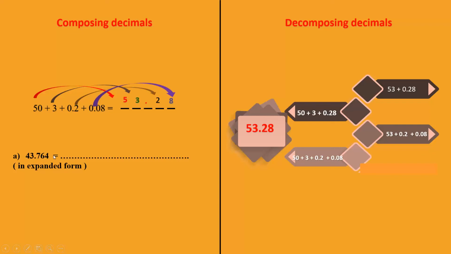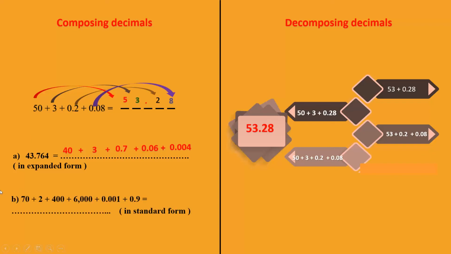43.764 equals, in expanded form, let's write the expanded form. It means decompose: 40 plus 3 plus 0.7 plus 0.06 plus 0.004. You can write it in another way, in any form. We can write it as 43 plus 0.764. This is right. Or 43 plus 0.7, 0.06, 0.004, and so on.